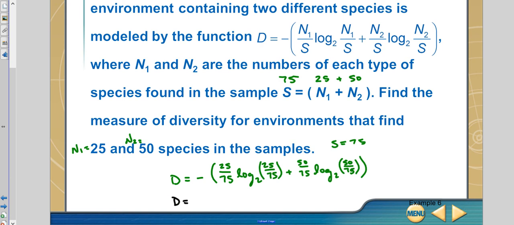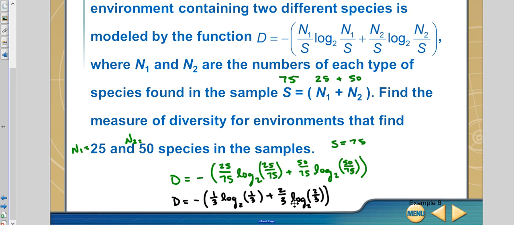We'd have the diversity equaling negative. That's 1/3 here. Think of quarters. That's 75 cents. That's 25 cents. It takes 3 quarters to go in, so it's 1/3 log 2 of 1/3, plus, this is now 2/3 log of 2/3, just like that.